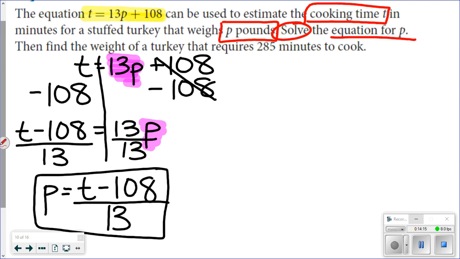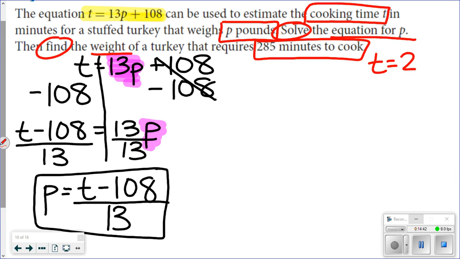It says, then find the weight of a turkey that requires 285 minutes to cook. So does that stand for p pounds and the weight of the turkey? Or does that stand for t time in minutes? That stands for t. So t equals 285 minutes. We need to take this number and plug it in to our equation for t. So we've been substituting a lot this year, so that's exactly what we're going to do here.